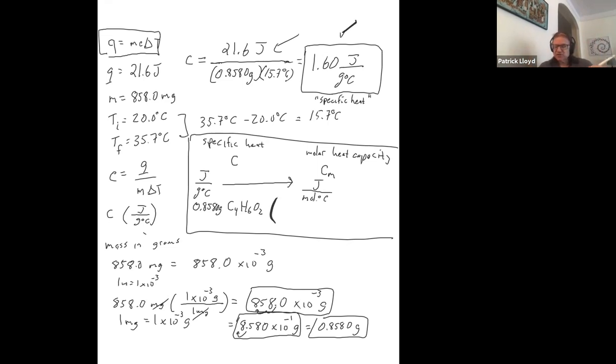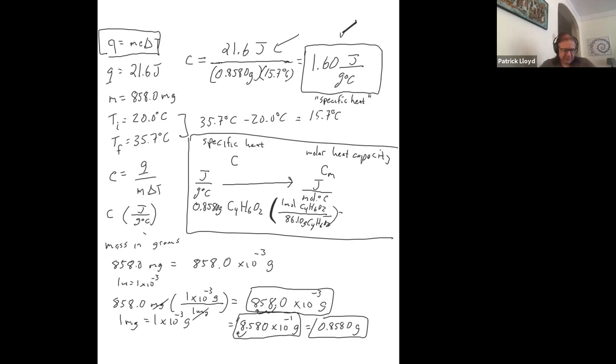So what's the molar mass of C4H6O2? Well, carbon is 12.01, so that's 48.04. Hydrogen is 1.01, so that's 6.06. And then oxygen is 16.00, so that's 32. So it's 48.04 plus 6.06 plus 32, and you get 86.10. So 1 mole of this substance, C4H6O2, over 86.10 grams of C4H6O2. Okay, we're just dividing the mass over the molar mass.